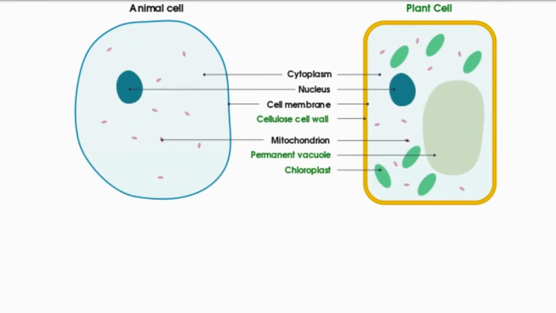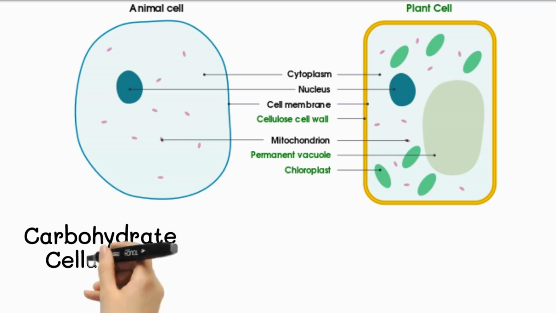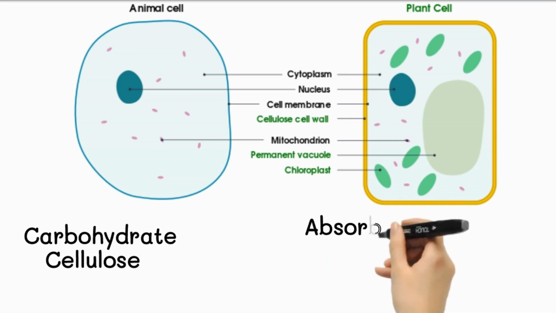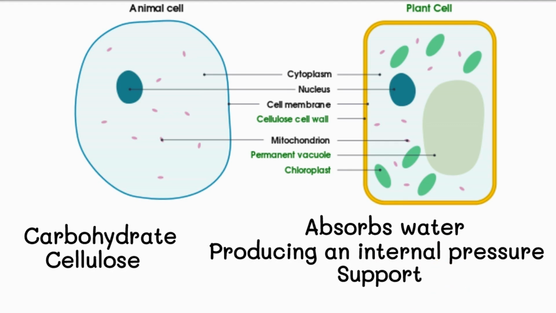Nearly all cells contain cytoplasm, a nucleus, cell membrane, and mitochondria. As well as these structures, plant cells have a cell wall and a permanent vacuole, and plant cells that photosynthesize contain chloroplasts. The cell wall is made mainly of a carbohydrate called cellulose, although other chemicals may be added to the cell wall in some cells. Plant cells absorb water, producing an internal pressure that pushes against adjacent cells, giving the plant support. Without a cell wall strong enough to resist these pressures, this method of support would be impossible.